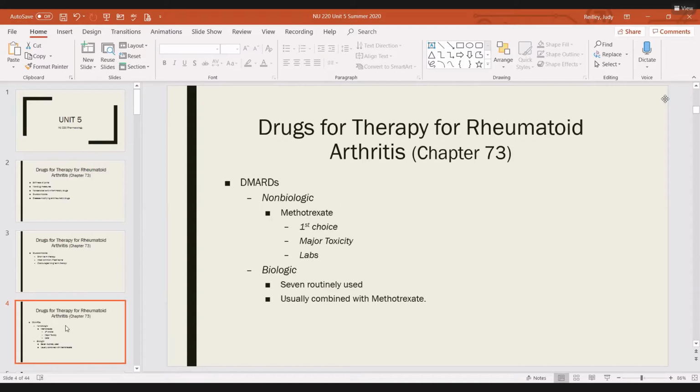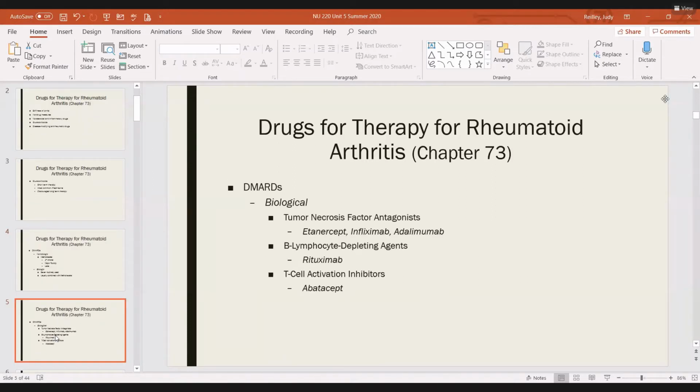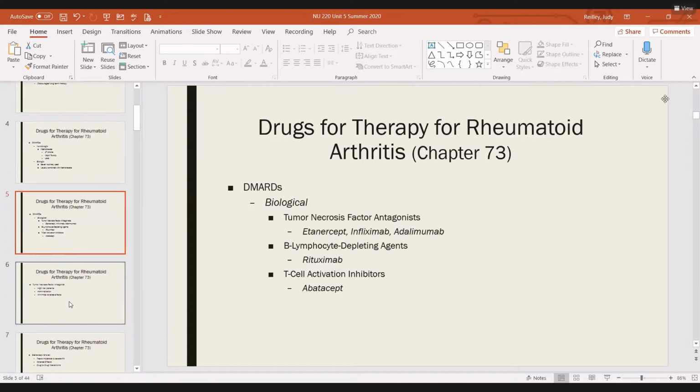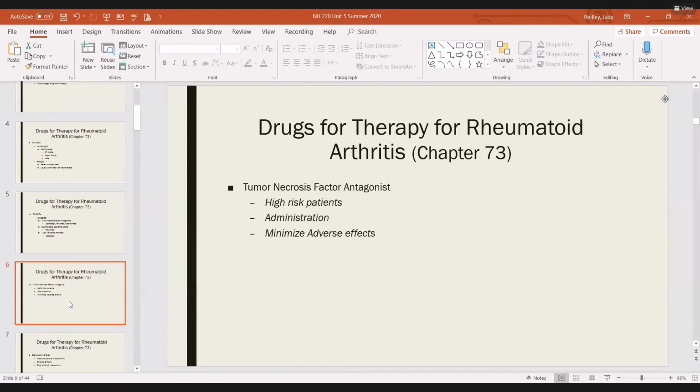When you look at some of the biologic agents, you have tumor necrosis factor, B lymphocytes, and T cells. So you have those different types. The one that you probably recognize the most is going to be the tumor necrosis factor, based on the fact that this is one of the more common medications that you will see. It's used only with your high-risk patients.